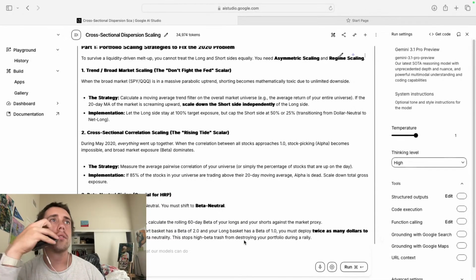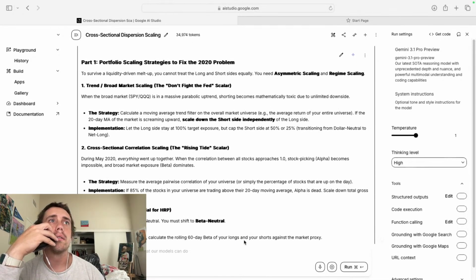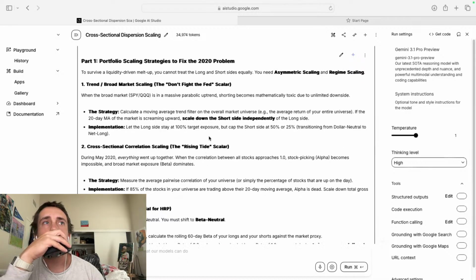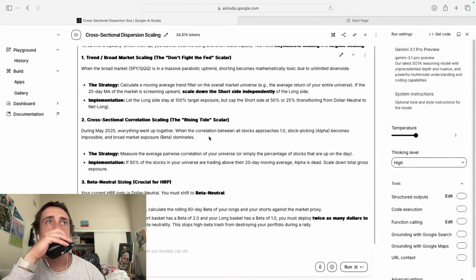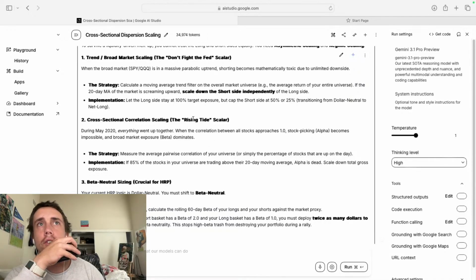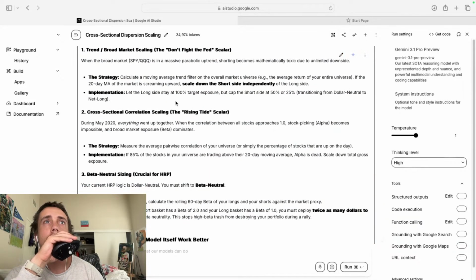Okay, cross-sectional correlation scaling. When the broad market is in a massive parabolic uptrend, shorting... yeah, okay, I know that. Calculate a moving average trend filter in the overall market universe. If the 20-day moving average is screaming upwards, scale down the short side independently of the long side.